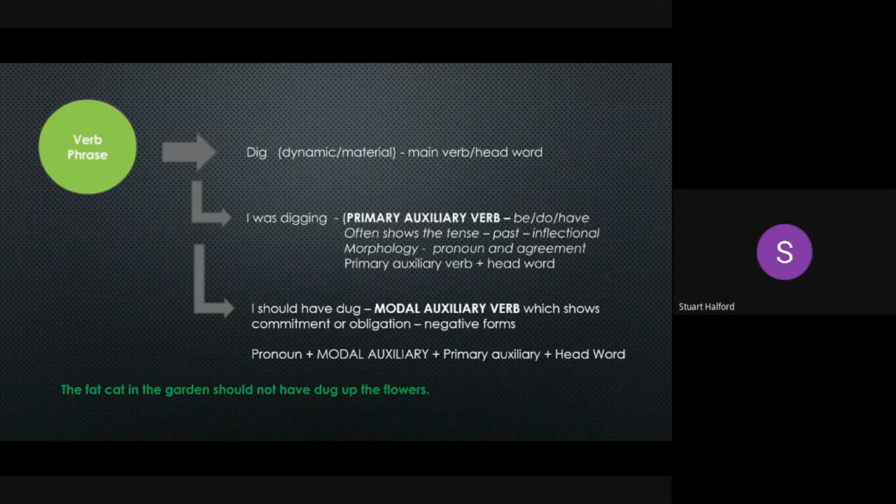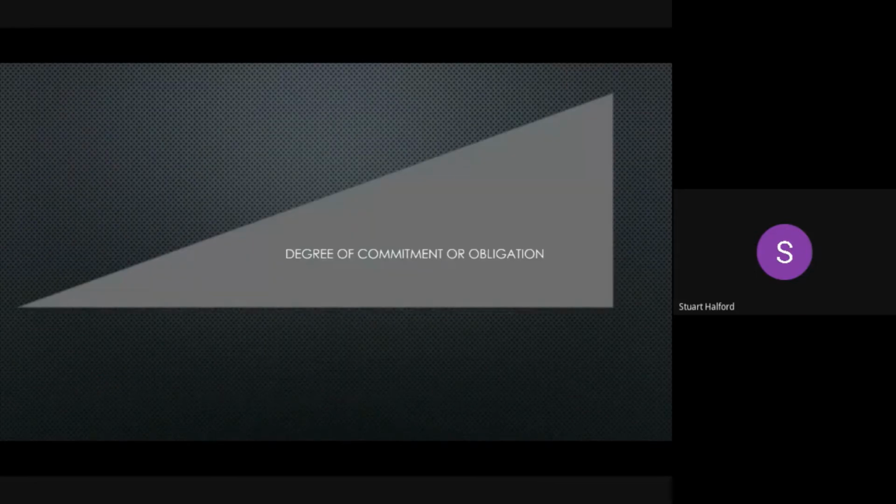So if we put it with the noun phrase we had from the previous slide, we can get something like the fat cat in the garden should not have dug up the flowers, consisting of a noun phrase there, the fat cat in the garden, and the verb phrase should not have dug up the flowers. And a sidebar on modal auxiliaries for a minute.